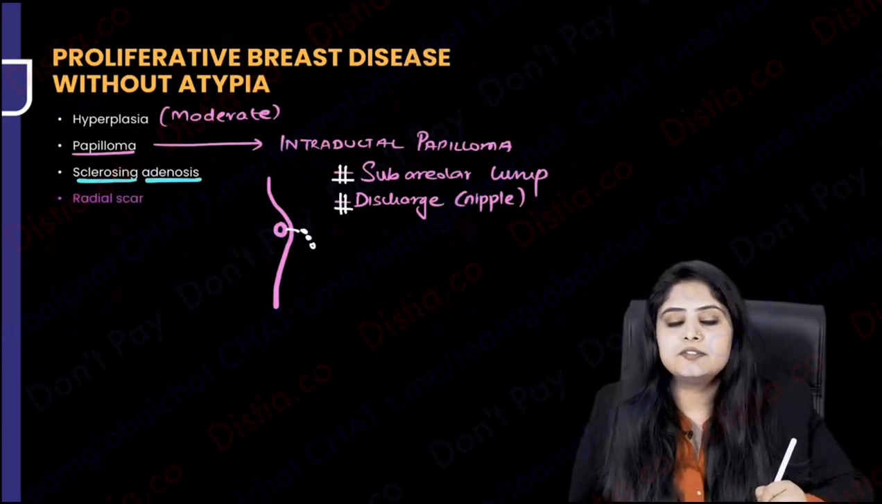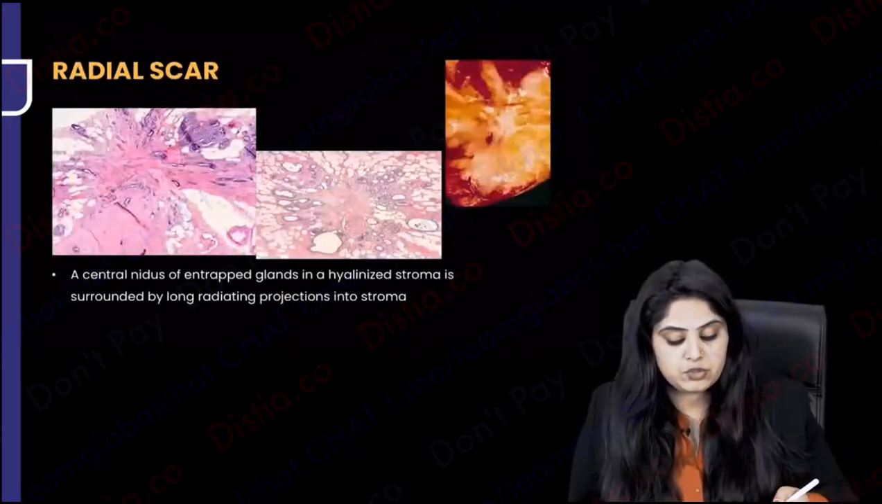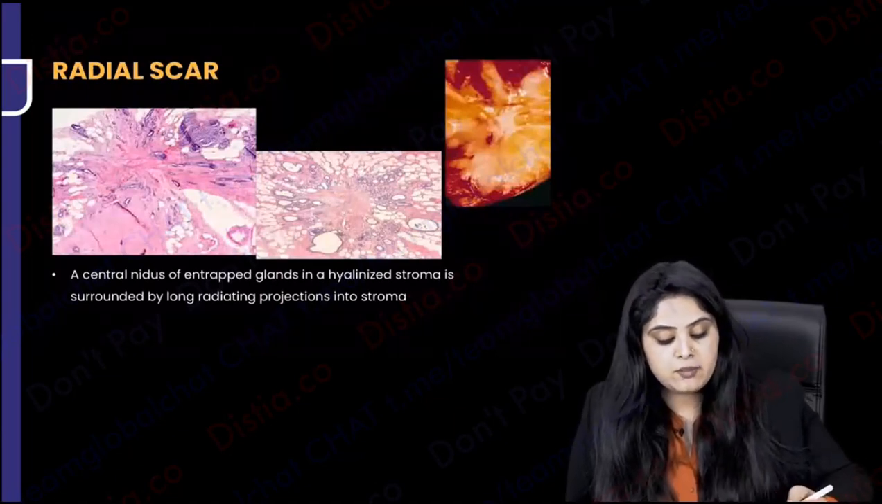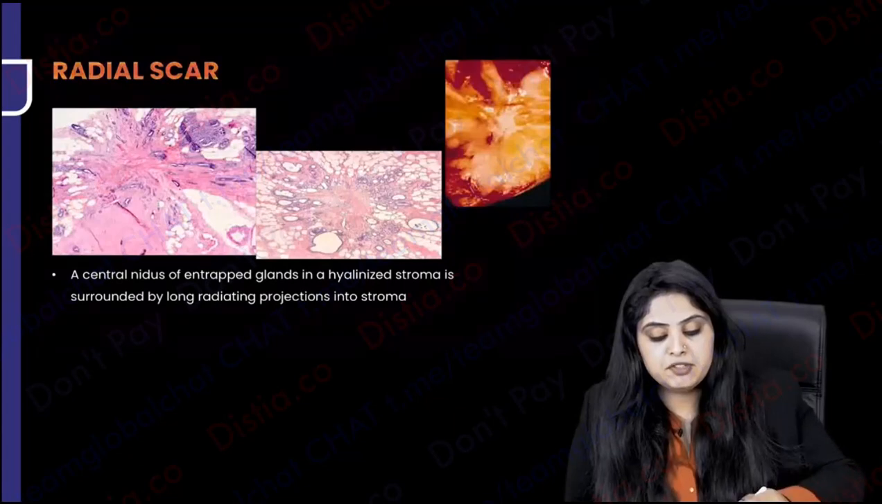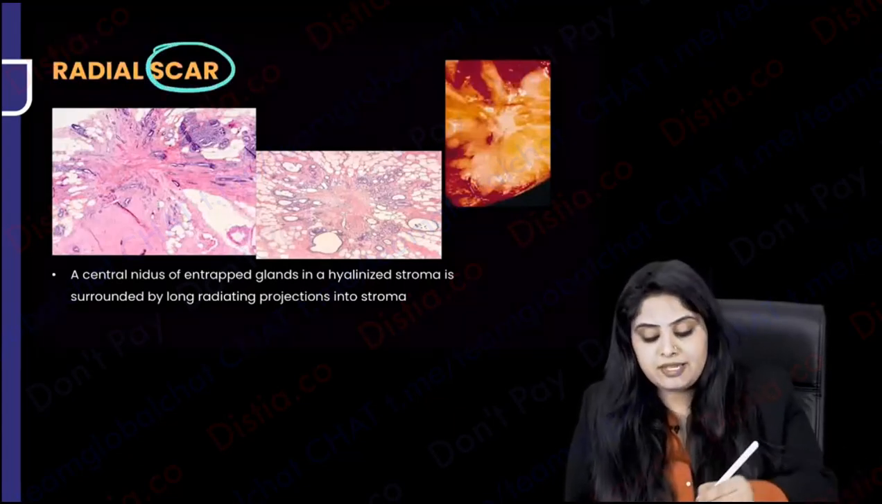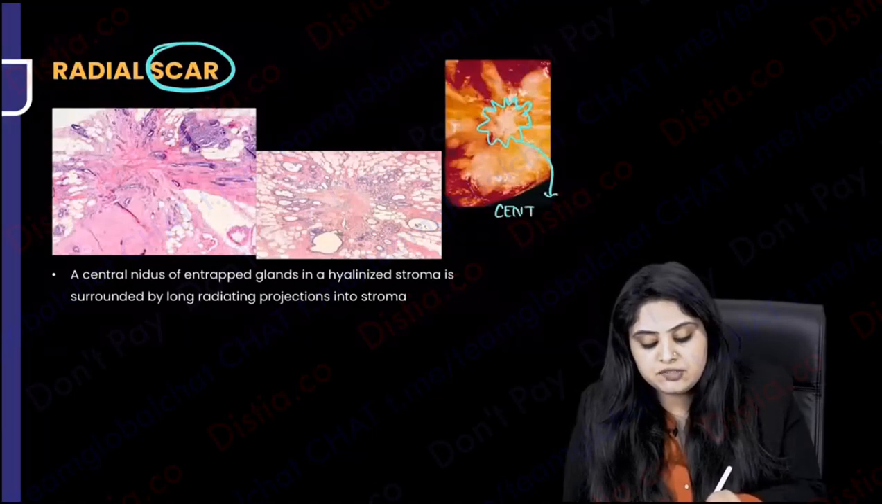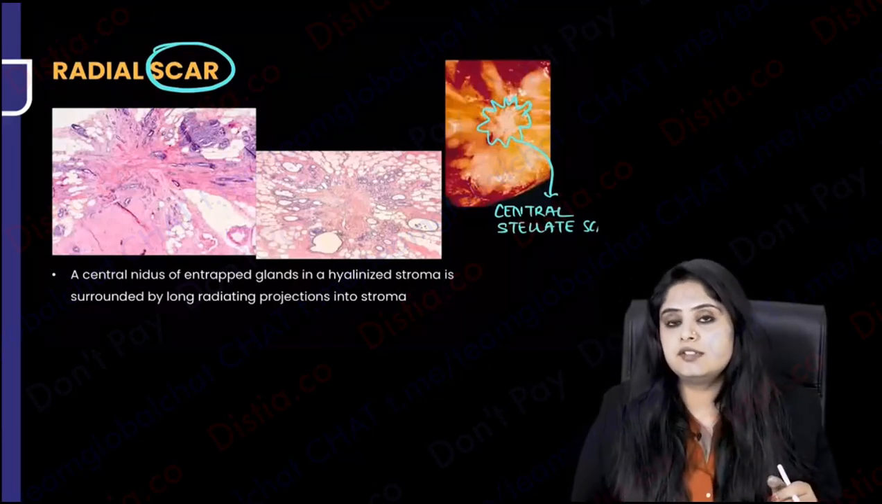Now, radial scar is very, very important, mainly because of its gross findings. So I want to share that with you. When I'm talking about a radial scar, please remember, first focus on the word scar. Where is the scar tissue? So I can see there is a whitish scar tissue in the center. This is known as the central stellate scar. So right in the center, there's a scar that is present.